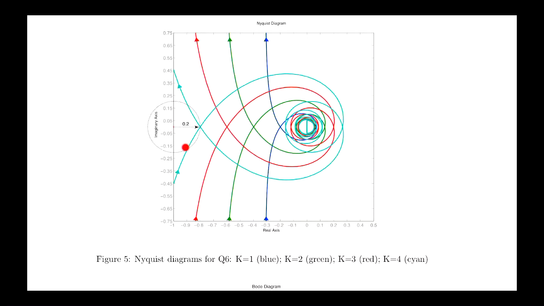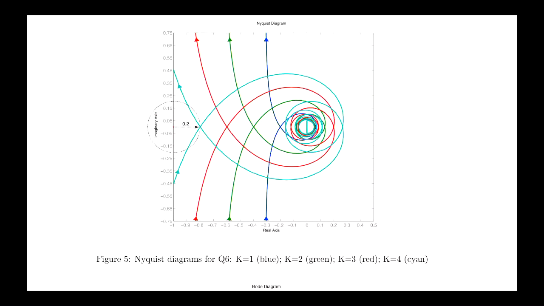So if I want s to be less than 5, I want 1 plus lambda to be bigger than 0.2. You can see when k is equal to 4, we're not satisfying that for the range of frequencies corresponding to this part of the Nyquist plot. So you can't have gain 4, but you can have gain 3, because when the gain is 3, the Nyquist plot is always further away from the critical point than 0.2. So the sensitivity peak will always be less than 5.